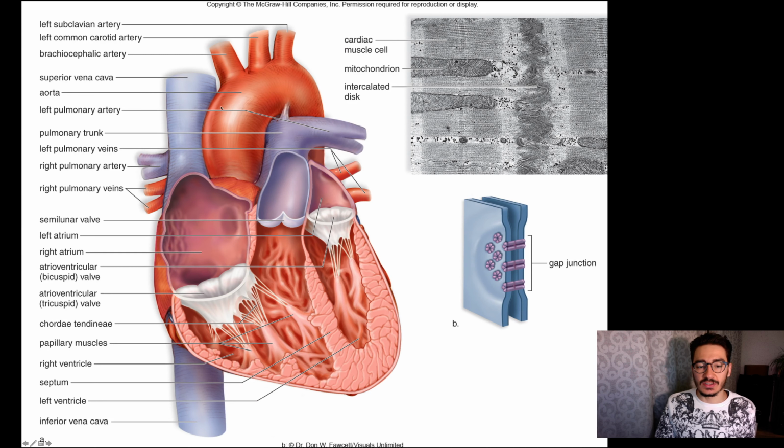The aorta is going to receive oxygenated blood from the left ventricle, right? So this is the second vessel I want you to know and differentiate. The third vessel I want you to know is the pulmonary artery, right?